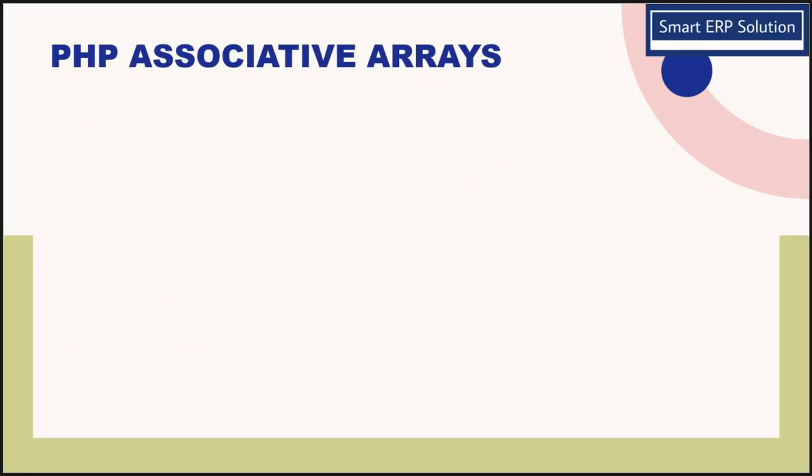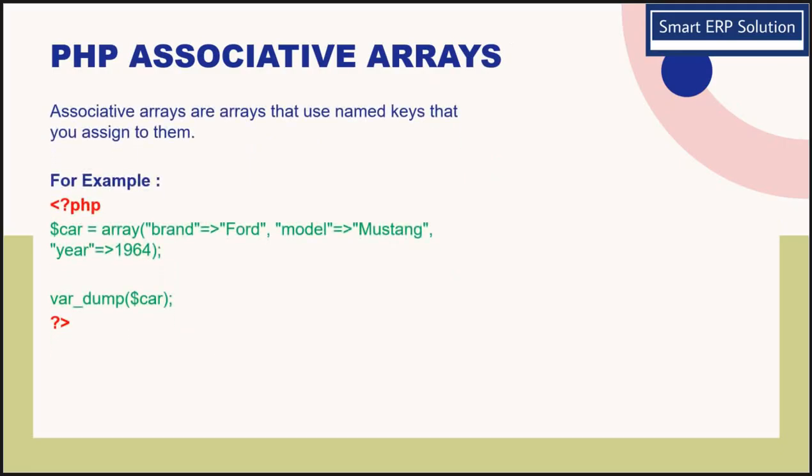Now PHP Associative Arrays. Associative arrays are arrays that use named keys that you assign to them. For example, $car = array("brand" => "Ford", "model" => "Mustang", "year" => 1964). So these are the keys. The value for the brand key will be Ford, the model key's value will be Mustang, and the year key's value will be 1964.